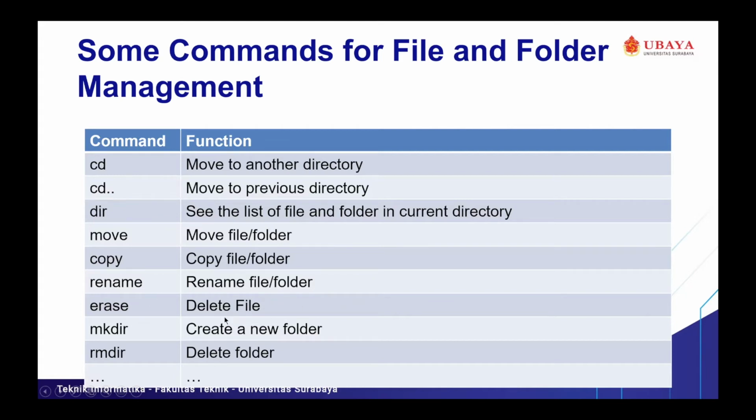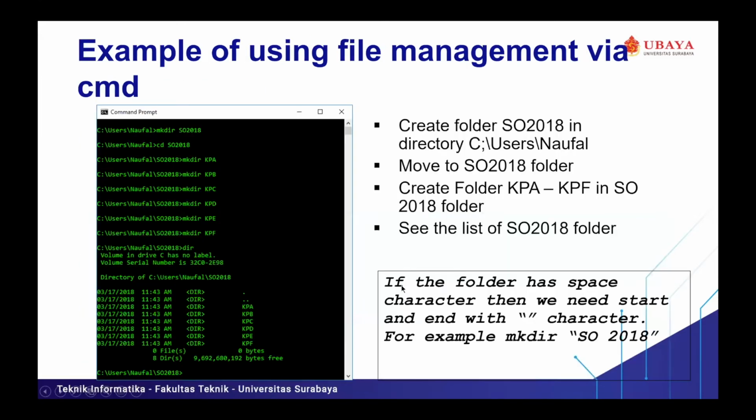erase is for deleting a file, and mkdir is for creating a new folder. rmdir is for deleting a folder. Erase and rmdir are different: if we want to delete a folder, we must use the rmdir command, not erase. Erase is just for deleting files, and rmdir is for deleting folders. We will try these commands one by one after this.